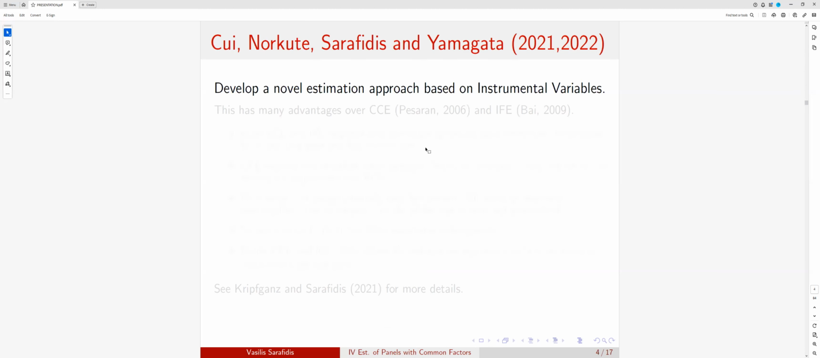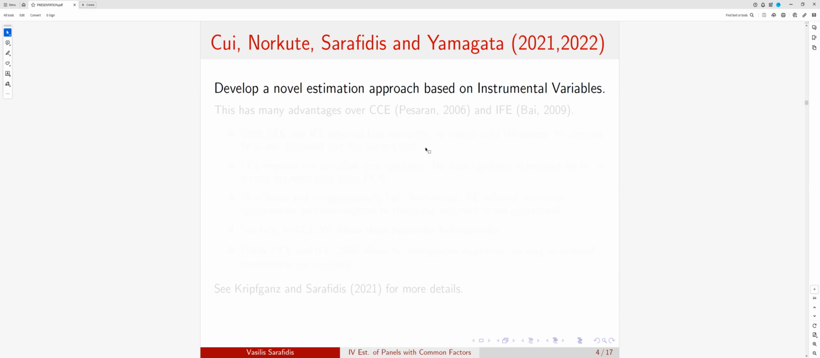In recent contributions, my co-authors and I developed a novel estimation approach for this model that we just described, based on the method of instrumental variables. Our approach is designed for large panels, meaning that n and T are of comparable magnitude. That is, neither dimension is negligible in comparison to the other one.